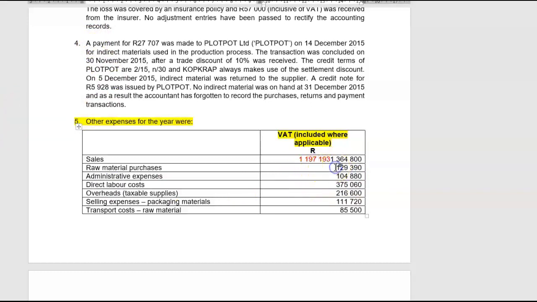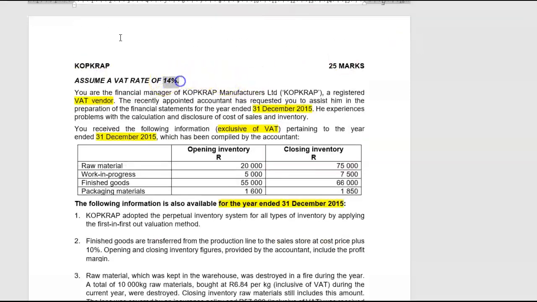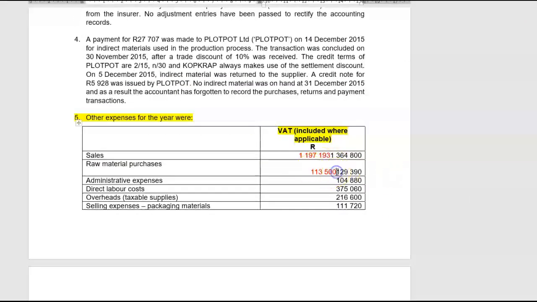So sales is not 1364, it is actually 1197. Raw material purchases is not 129390, exclusive of VAT 113,500. So by the way, remember the VAT rate that we have to use is 14%. So I divide it all by 1.14. Right, admin expenses, that if I take out the VAT, that is equal to 92,000 Rand, not that you're going to use that whatsoever. Then direct labour cost, there's no VAT involved in direct labour cost or indirect labour cost or any labour cost for that matter.